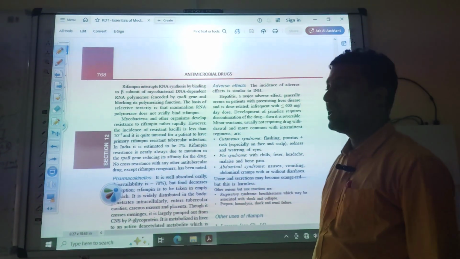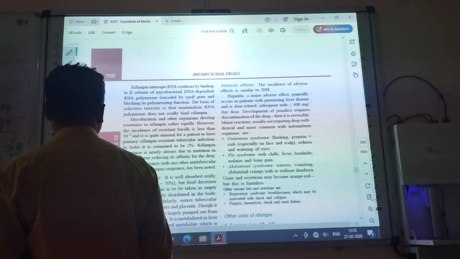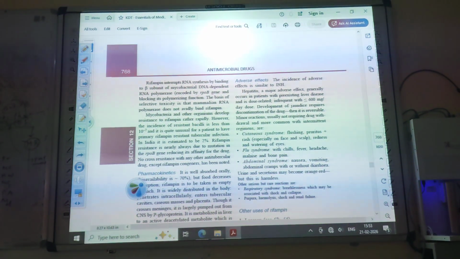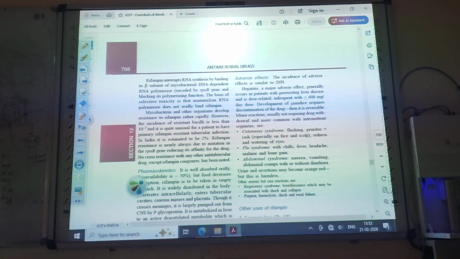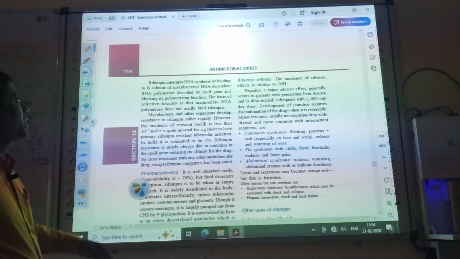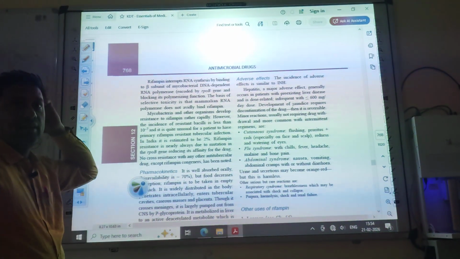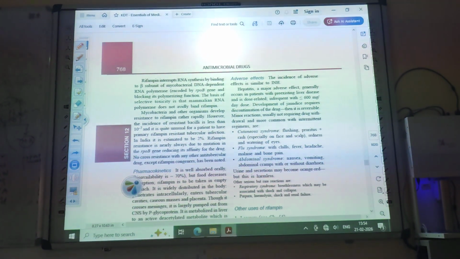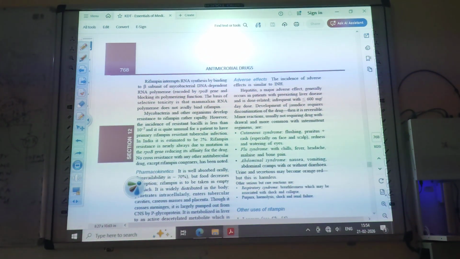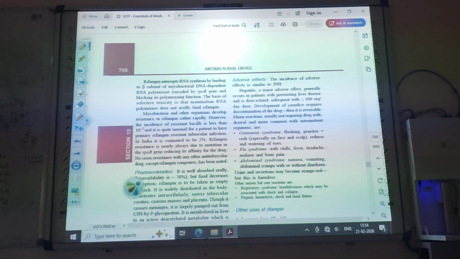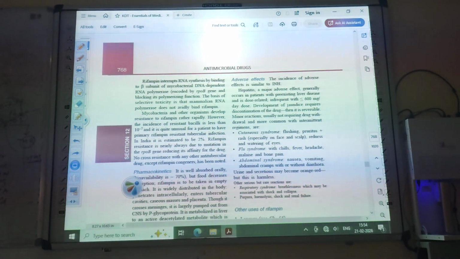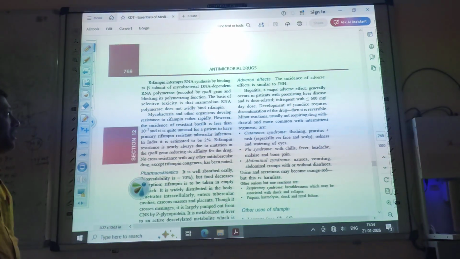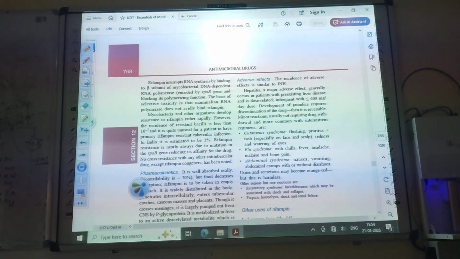Then what is the mechanism of action of rifampicin? It has been mentioned. Rifampin interrupts RNA synthesis by binding with the beta subunit of mycobacterial DNA-dependent RNA polymerase. It is an enzyme. It will disturb RNA synthesis by binding to the beta subunit of mycobacterial DNA-dependent RNA polymerase.